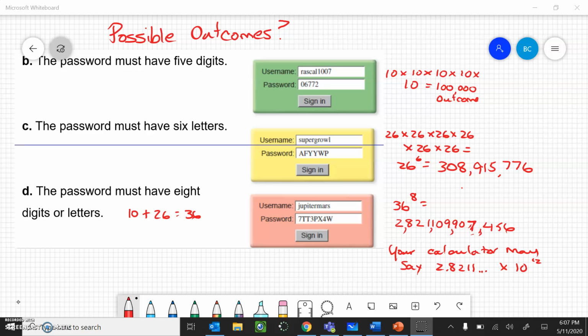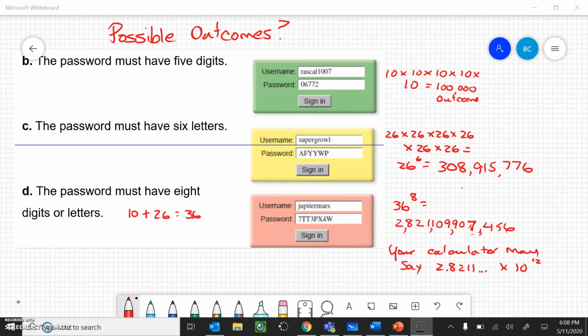So part B should have been pretty easy with 100,000 outcomes. Part C, you may have recognized that you're multiplying 26 times itself, so another way of writing that would be 26 to the 6th power. Part D is a little trickier because of how your calculator might have shown you the answer. If I know that it has 8 digits or letters, I have 10 digits, I have 26 letters. So in each position, I could have 36 different possibilities. So it's going to be 36 times 36 times 36 times 36. So 36 to the 8th power is this.